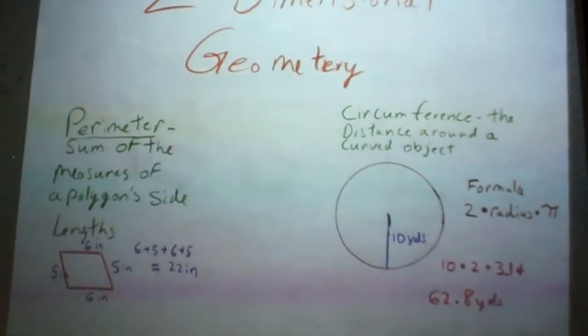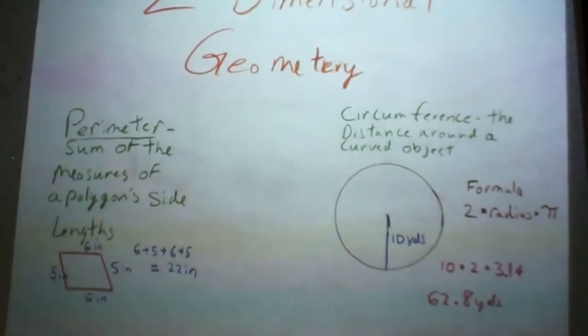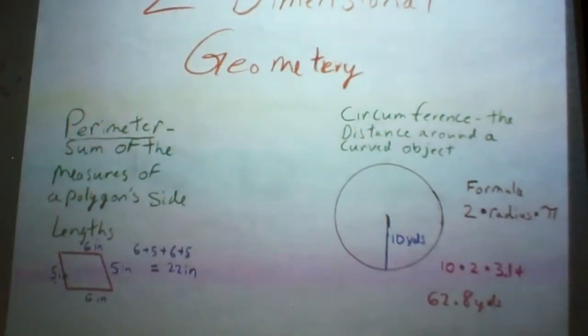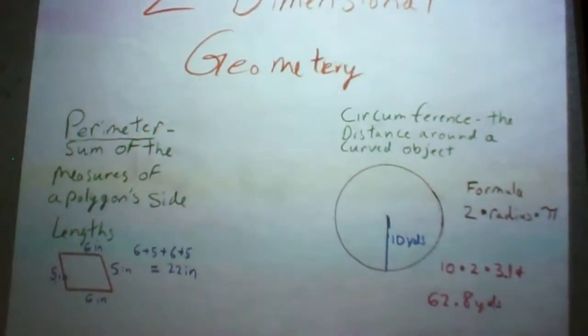Hey guys, today we're going to start our journey through geometry, and we're going to start off with some basic geometrical principles, mainly working with perimeter and circumference and then area. So perimeter and circumference are similar because they're both the measure of the outside of a shape. Perimeter works with polygons and is the sum of the measures of a polygon's side lengths.